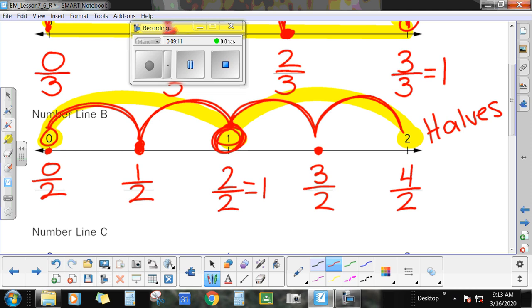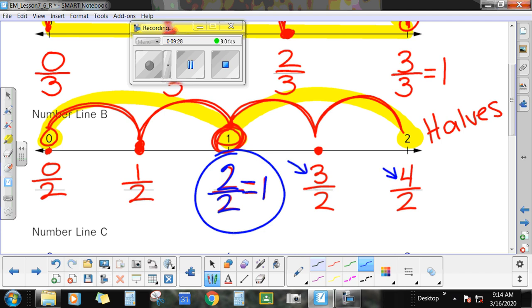All right, now notice right here on the number line, our fraction, the numerator was the same as the denominator. And we know that equals 1 whole. Every fraction after that, did you notice the numerator was bigger than the denominator? That means everything past this point is going to be greater than 1 whole.